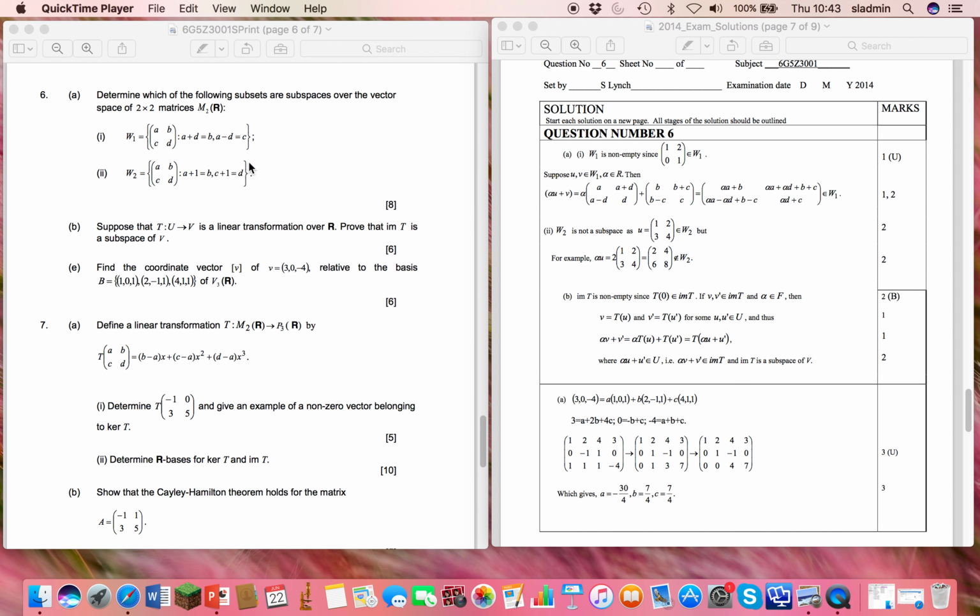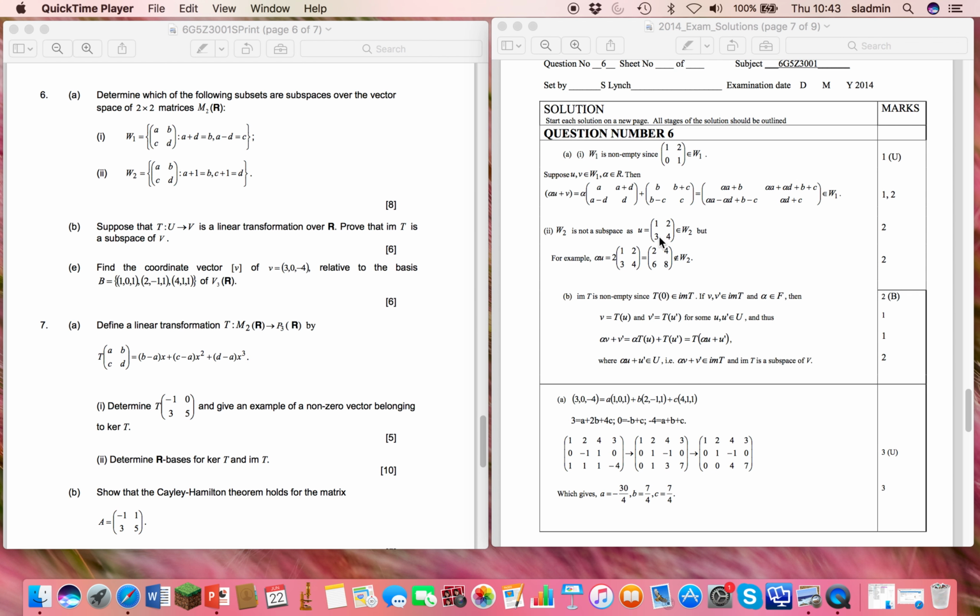Now for W2, you can see here we've got numbers, and that gives you a clue that this is not a subspace. So again we look for a counterexample. So U, the vector 1, 2, 3, 4, does belong to W2 because A plus 1, so 1 plus 1, gives us B, so that's okay. And then C plus 1 should equal D. And here you can see that 3 plus 1 does equal 4. So this vector does belong to W2.